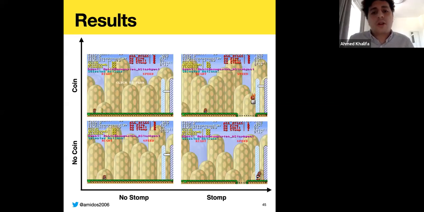So we decided to start looking also at how these levels look. And these are just two of the dimensions we're having. One of them is the stomp kill, where you jump on an enemy to kill it. Another one is collecting a coin. And our dimensions are pretty basic. If this mechanic happened, then it happened. If not, it didn't happen.